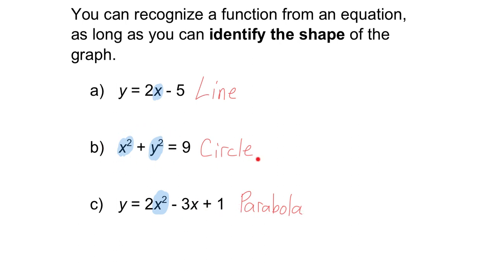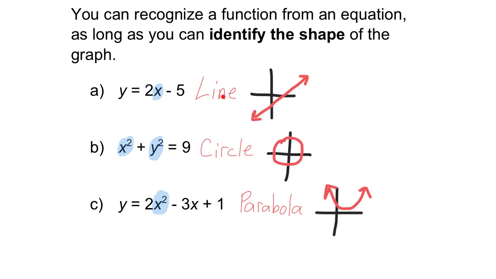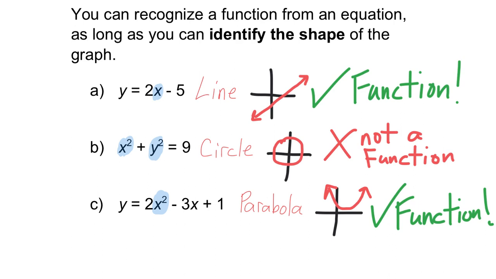This one here you might not be familiar with, x squared plus y squared. If both variables are squared, then you're going to be drawing a circle. And if I were to draw a line on a graph, it looked like this, a circle would look like this, a parabola would look like this. Now think about that vertical line test. As you pass a vertical line through each graph, would you hit more than one point at a time? If yes, then it's not a function. But if you only hit one point at a time, it is a function. So a line is a function, a circle is not a function, and a parabola is a function.